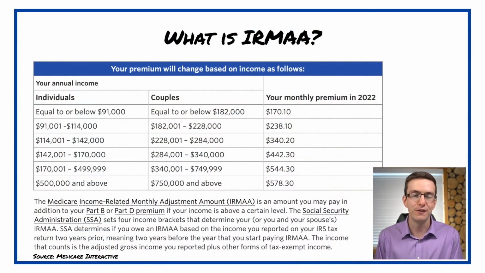IRMAA can be fairly confusing because it's based off your AGI, it's not your taxable income, and it's a 2-year look back. So what you show for income in 2022 will affect what you pay for Medicare in 2024. Well, with a 2-year look back, IRMAA can be quite confusing and difficult to navigate because we don't actually yet know the 2024 IRMAA thresholds, and yet we need to plan for them this year. Now, in the big picture, understanding where these IRMAA zones fall relative to your normal tax brackets is extremely important.